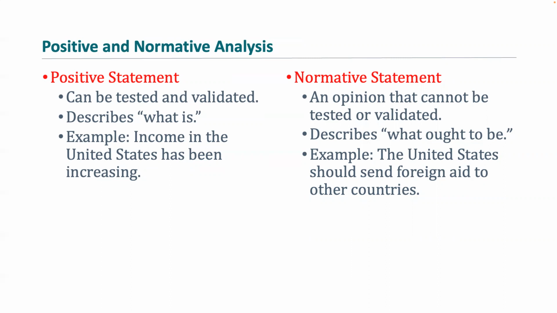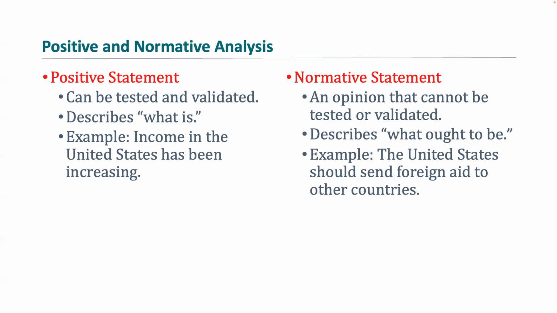So an example of that is income in the United States has been increasing. It's just a what-is statement. Normative things are what we want to stay away from as economists. These are opinions that we can't test or validate. And these are kind of those what-ought-to-be scenarios that we come up with in our head.